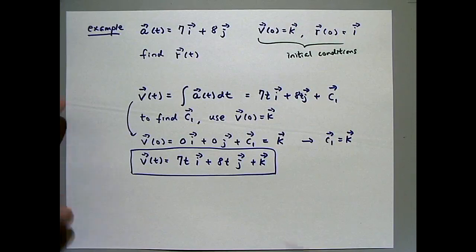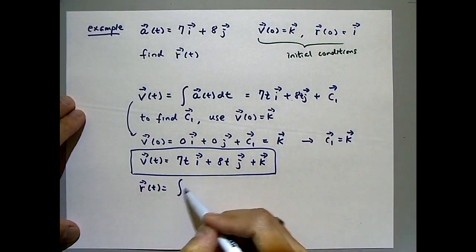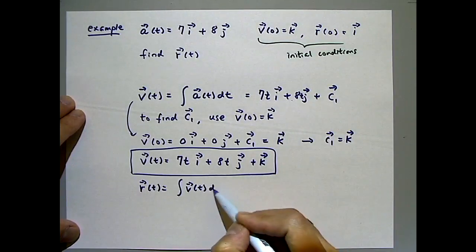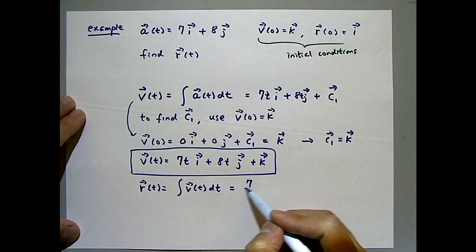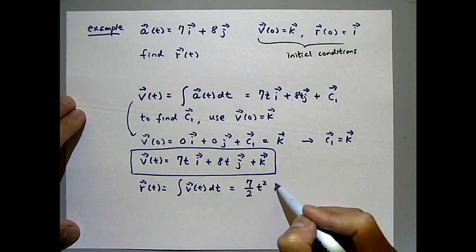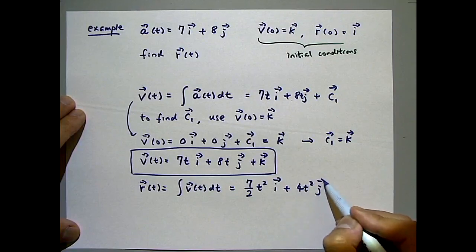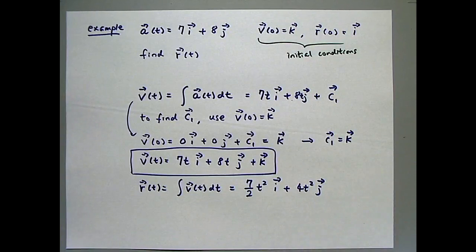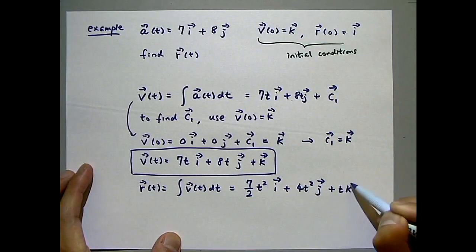To get the position, we integrate one more time, and we do pretty much the same thing. Integrating 7t, we get 7 over 2 t squared i plus 4t squared j. What do I get when I integrate k? tk, right? Because this is 1k, integrating 1 gives me a t, so I get tk, and one more constant of integration.